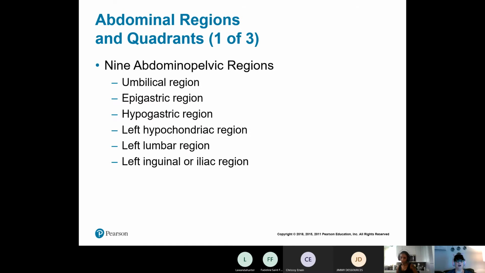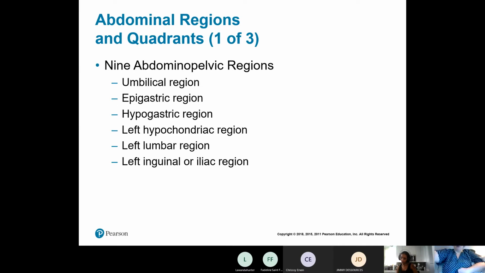Anyway, we have our nine abdominopelvic regions. This is where I showed y'all those quadrants, and it's really important you get those down. I talked to y'all about the left upper quadrant, the left lower quadrant, and the umbilical. Where's that? That's the belly button, right? And then epigastric: if you put your finger on your belly button and follow it all the way up to right at the bottom of your sternum, that is your epigastric area.